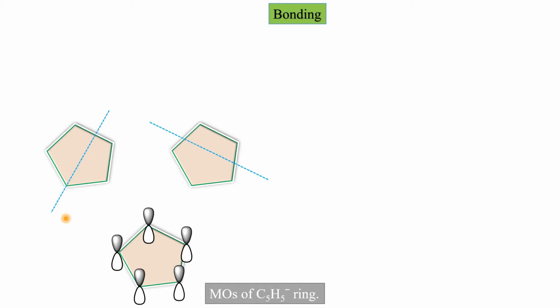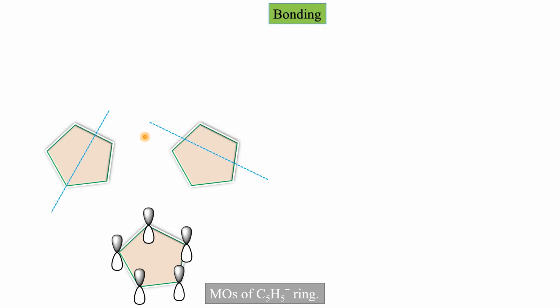Secondly, this can be passed through the 2 bonds like this. You can pass through these 2 bonds, this one or this one, this one or this one. So you can pass through any 2 bonds like this.